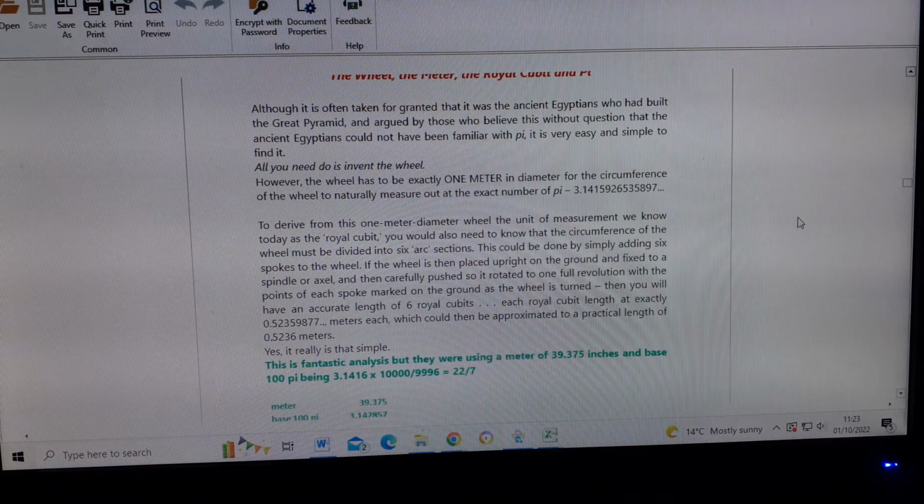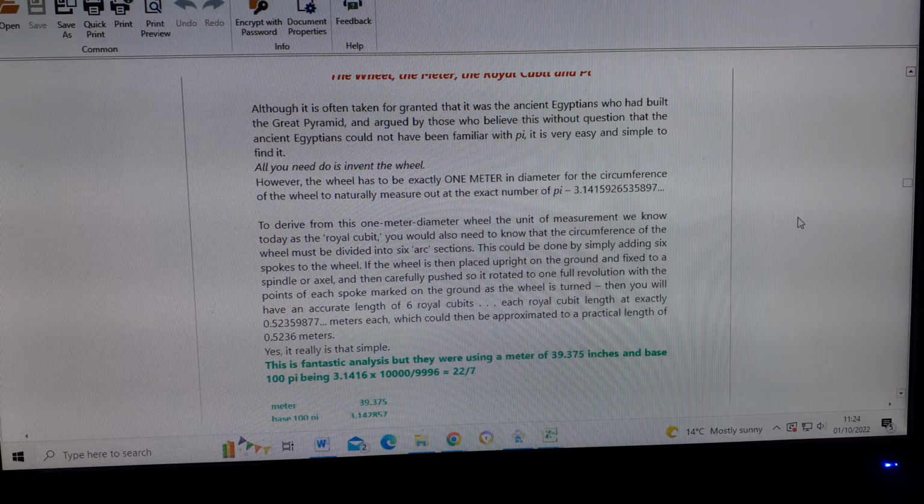And he then goes on to say that the practical length of the Egyptian royal cubit is 0.5236 meters. But subsequent to this, I've been in contact with Gary, and he agrees with me that the Eye of Horus meter is indeed 39.375 inches, and that's what we should be using in this calculation. And he uses pi as 3.1416, and we should actually be using pi as 22/7 in this calculation. So we're going to have a look at it.